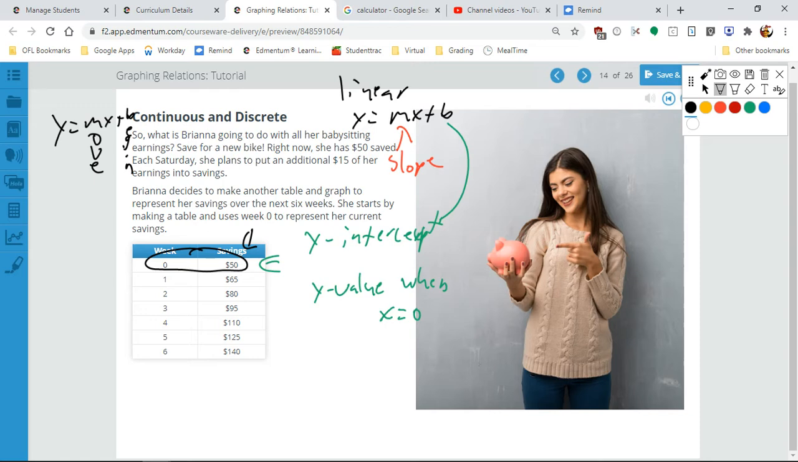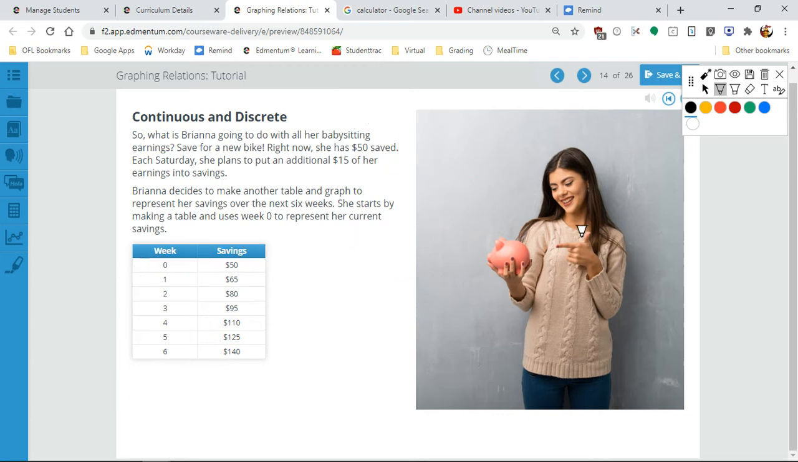So I'll leave that on screen for a little bit. But then we can see here that she goes up 15 for every 1. She goes up 15 again for every 1. So that means our M is $15 for every 1 week. Dollars per week. $15 for 1 week. So let's see how this would be graphed.